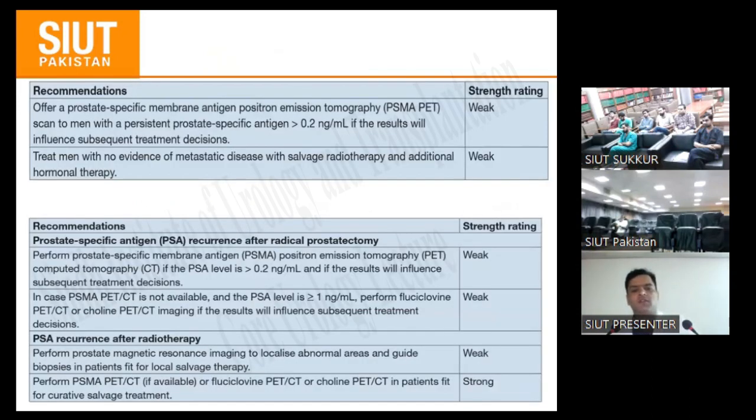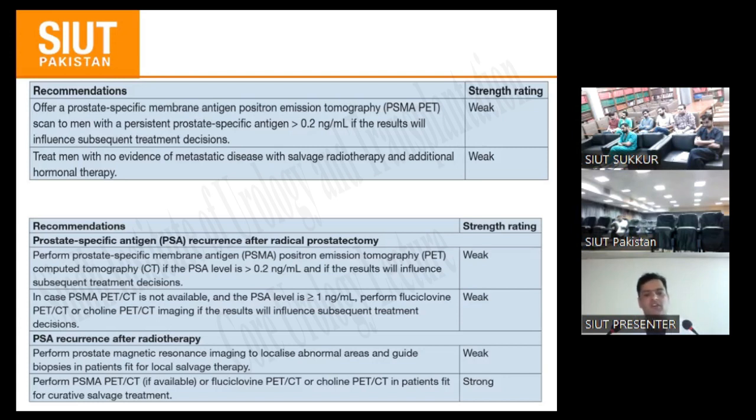Recommendations for prostate-specific antigen recurrence after radical prostatectomy. Perform prostate-specific membrane antigen PET CT if the PSA level is more than 0.2 and if the results will influence subsequent treatment decisions; weak strength. If PSMA PET CT is not available and the PSA level is equal to or more than 1, perform fluciclovine PET-CT or choline PET-CT if the results will influence subsequent treatment decisions. It is also weak strength.